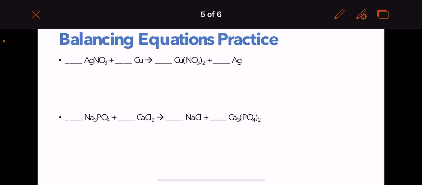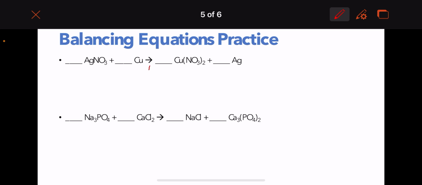All right. I've got silver nitrate plus copper reacts to form copper nitrate plus silver. Nice little single replacement reaction there where the copper kicks the silver out, and it turns into a copper solution with some silver left over.